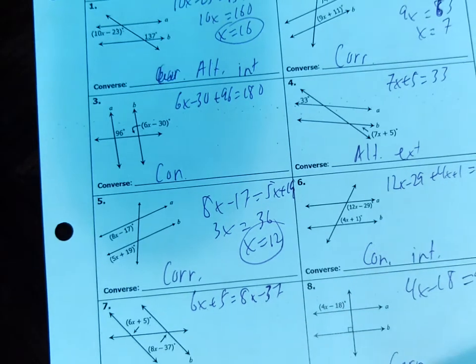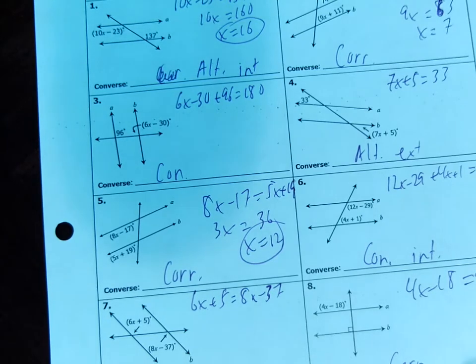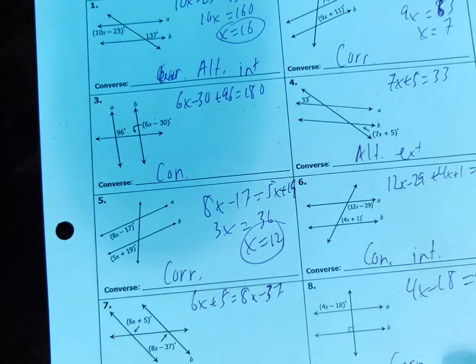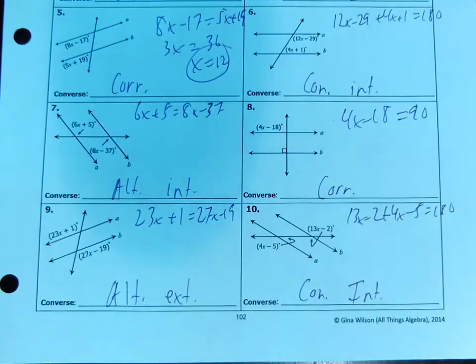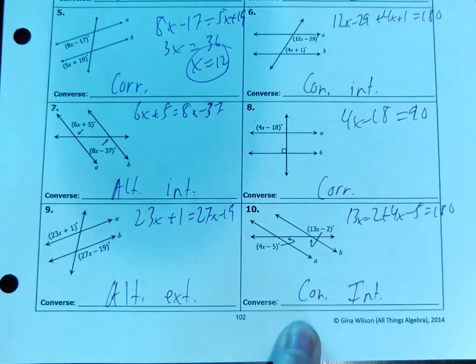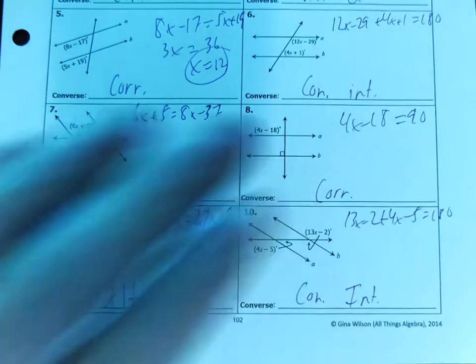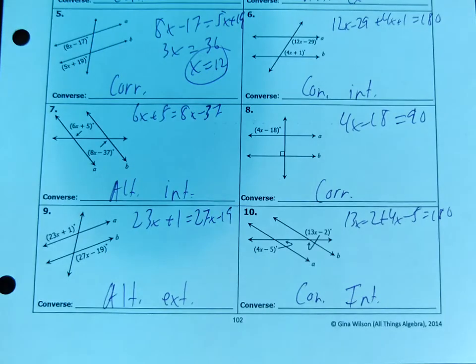And then this one would be consecutive interior, and they would be supplementary. 13x minus 2 plus 4x minus 5 equals 180. So that's what you're doing here. You're just deciding, do they add to 180 or are they equal to each other? They add to 180 only if they're consecutive interior. Or I guess I could do some where I had them supplementary next to each other. But we've done that already in the notes.